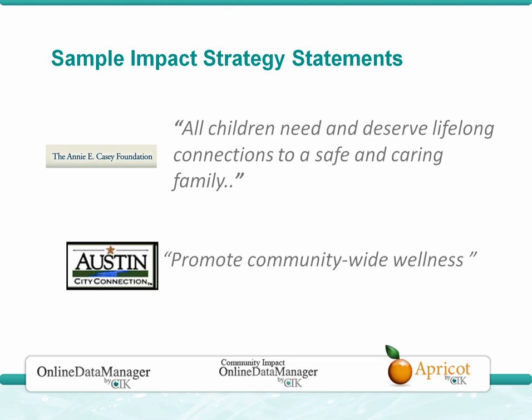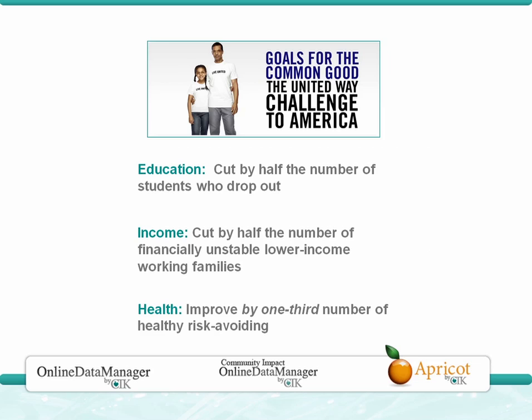So some examples would be the Annie Casey Foundation. All children need and deserve lifelong connections to a safe and caring family. Here in Austin, Texas, where we're located, the Austin City Connection, promote community-wide wellness. And for those of you that are United Ways, you're very familiar with the goals for the common good, the United Ways goals around education, income, and health. Education, to cut by half the number of students who drop out. Income, cut by half the number of financially unstable low-income families, etc. So those are the goals that we set at the community-wide level.